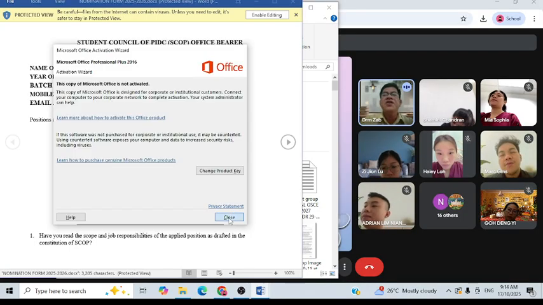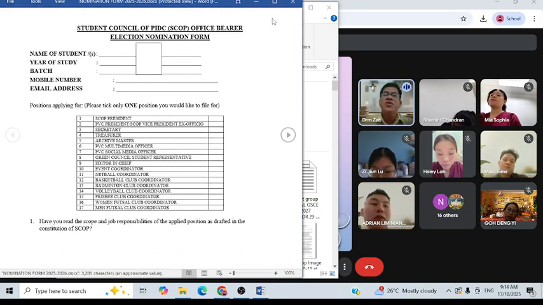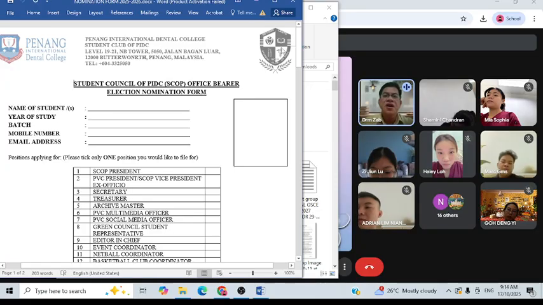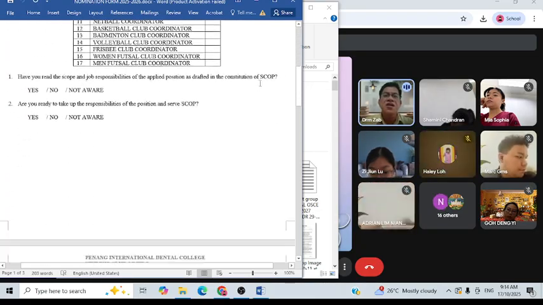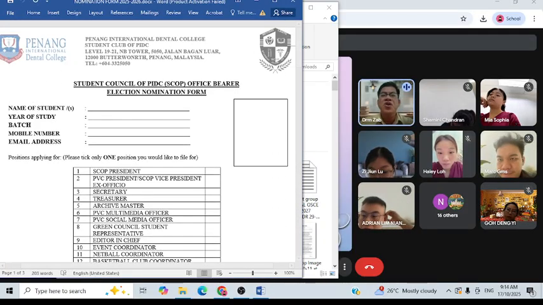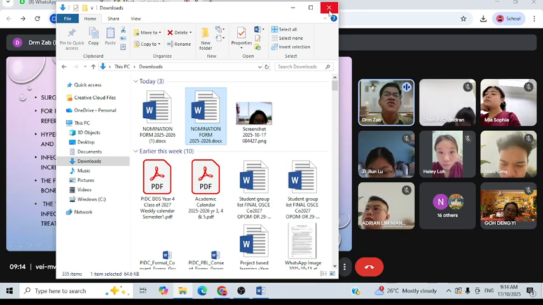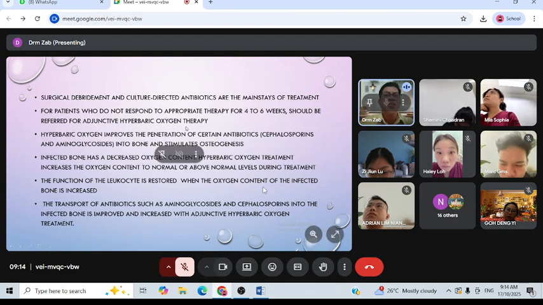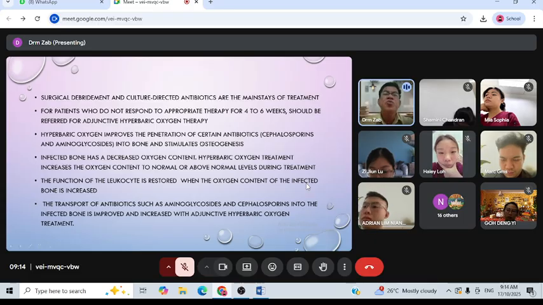Okay, so after 4 to 6 weeks or 4 to 8 weeks of treatment with antibiotics, with all the surgical procedures, and there is no improvement or no response, you need to consider sending the patient for adjunctive hyperbaric oxygen therapy. So hyperbaric oxygen improves the penetration of antibiotics, and it stimulates new bone formation.